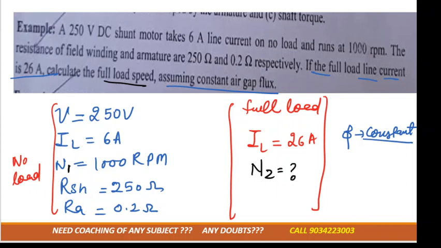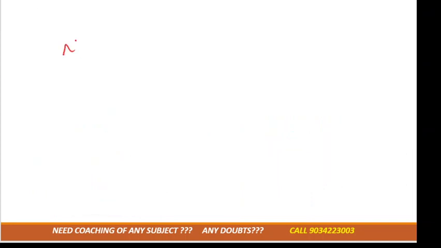So in this question, basically what they have given: voltage, line current, speed, RSH, RA. This one is for no load, and for full load the current is different, and they are asking for the speed, right? So let's see how we can calculate. We have taken two conditions. One is for the no load and another is for the full load, right?